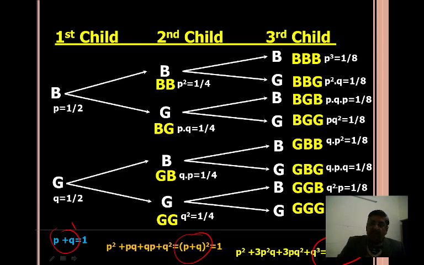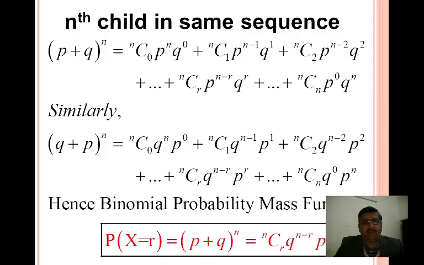Similarly, if you plan for n children, although n is a big number and nobody can plan for n children these days, for the mathematical calculation, let's say the nth child in the same sequence could be found using the formula P plus Q to the power n. And this formula is very obvious and you have already learned it since class 11, so I am not going into this.